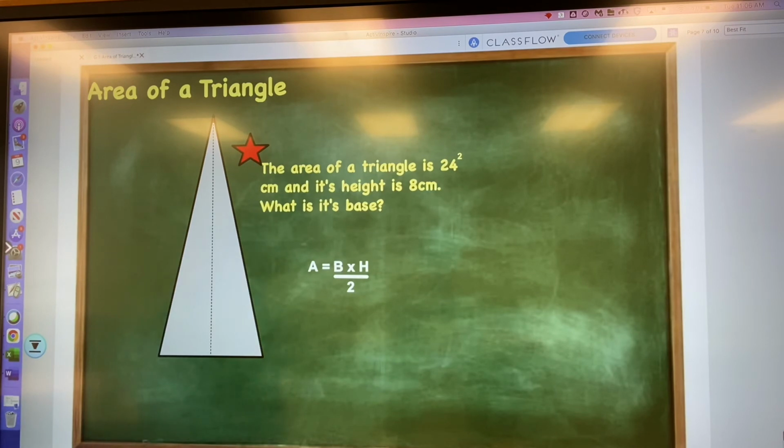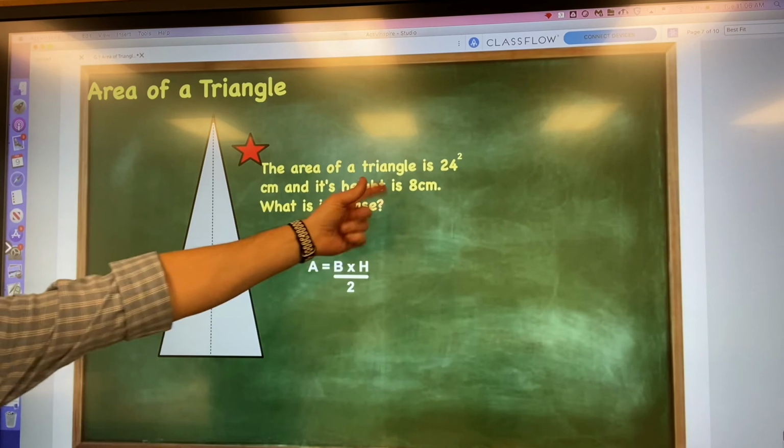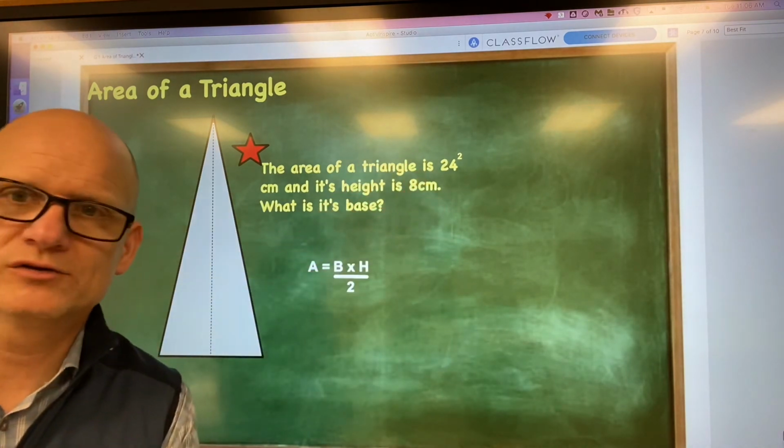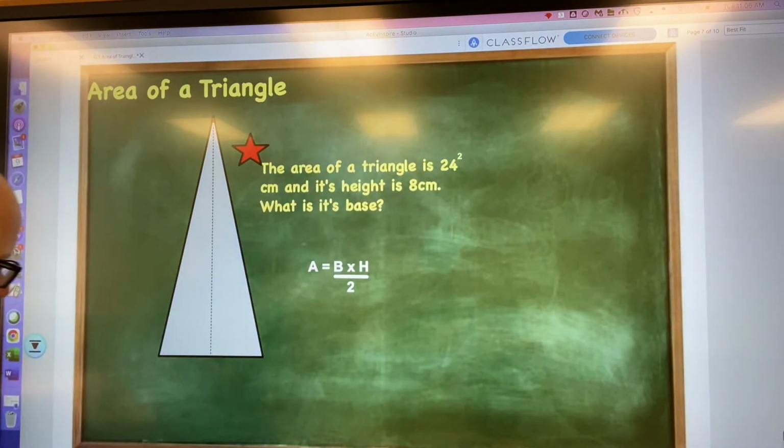And then the next to last question is, tell me the base. So I tell you the area this time, and I give you the height, but I don't give you the base. So see if you can figure that out.